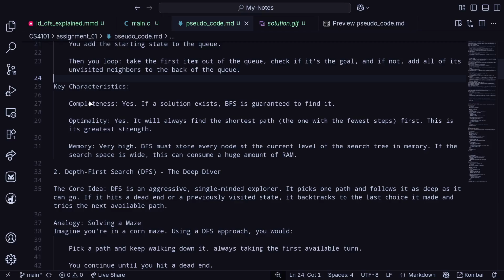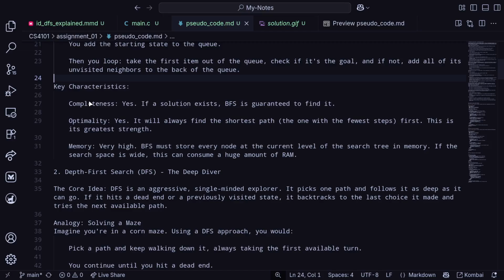Now, the key characteristic of the BFS algorithm is that it ensures completeness. If a solution exists, then BFS is guaranteed to find it. And it will always find the shortest path, the one with the fewest steps. You might reach that condition after trying out a lot of different states, a lot of different fillings and dumping of water, but BFS guarantees that it will find the shortest path with the fewest steps first. This is the greatest strength of BFS.